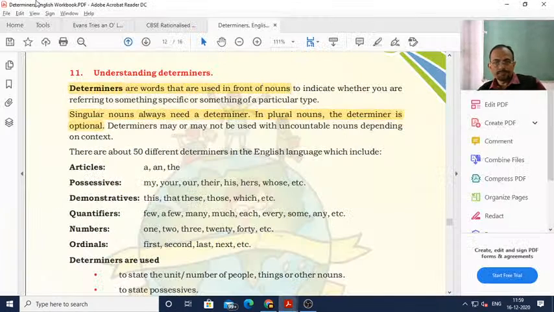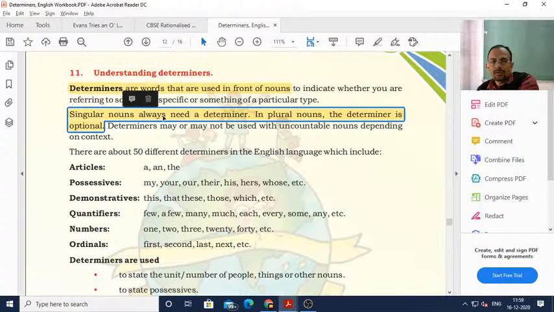Always understand, okay? Normally, singular nouns always need a determiner. Singular nouns like pen, book, whatever is singular, only one, require determiners. But with plural nouns, a determiner is optional, not always required. And determiners may or may not be used with uncountable nouns, depending on the context.